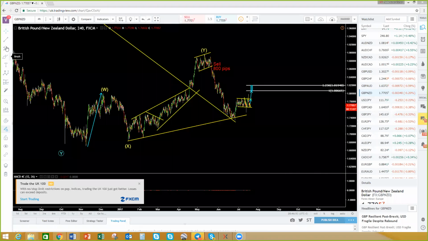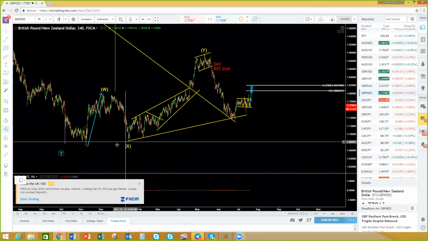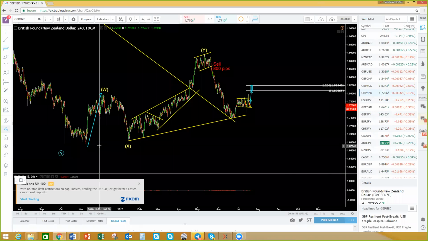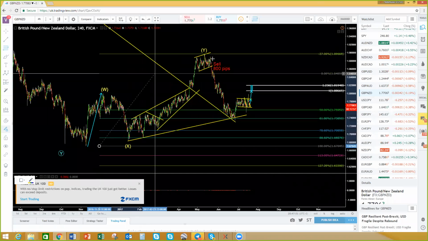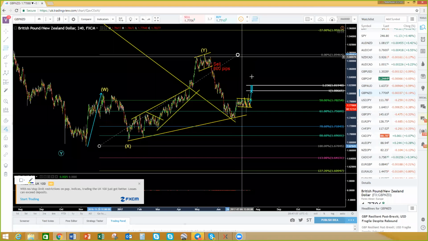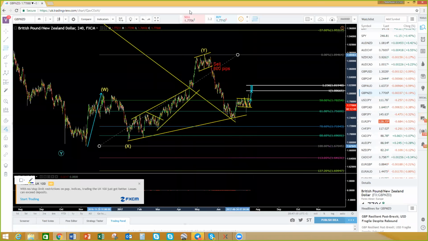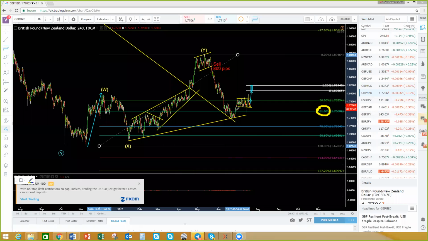Take the fib tool. I'm taking my fib tool from where this string starts, which is here, down here. I'm going to take it all the way up to where the second string ends. This one reversed around the 61 area. You see the 61, the 618 area. That's where the reversal happened. And then it started going up.